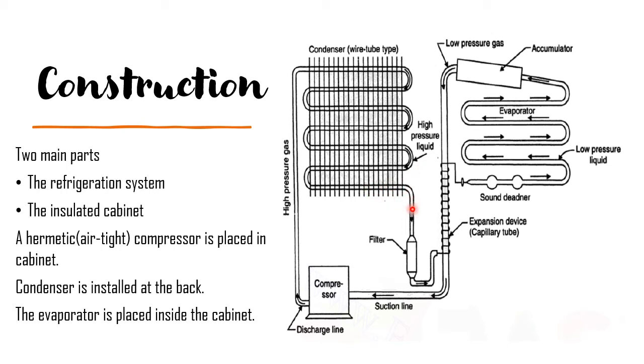Then this liquid refrigerant passes to the capillary tube through the filter. This warm refrigerant expands in the capillary tube. Now this liquid refrigerant again flows into the evaporator. The capillary tube allows only a measured quantity of liquid refrigerant into the evaporator. Again the same process repeats. This cycle is repeated again and again.